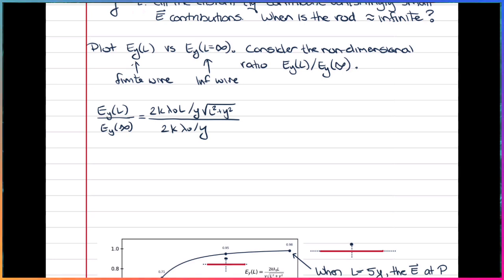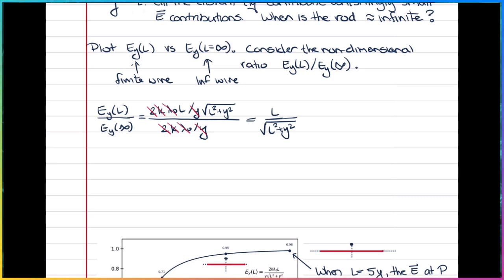And here's where this is great, because look at all the cancellations going on, right? This k, this messy k, the lambda naught. We don't even need to know the value of lambda naught. The 1 over Y is all gone. And ratios really are the key to life. And so this becomes L over the square root of L squared plus Y squared. And this is a function that, again, we're thinking of in terms of letting L get bigger and bigger and bigger.